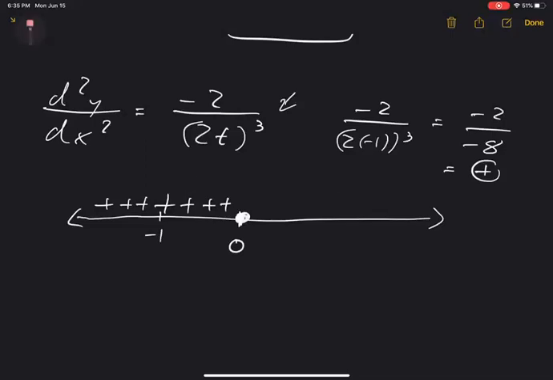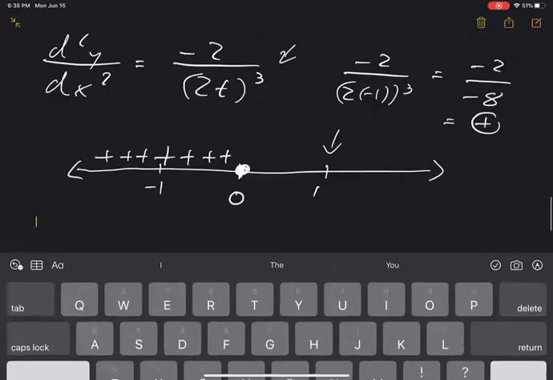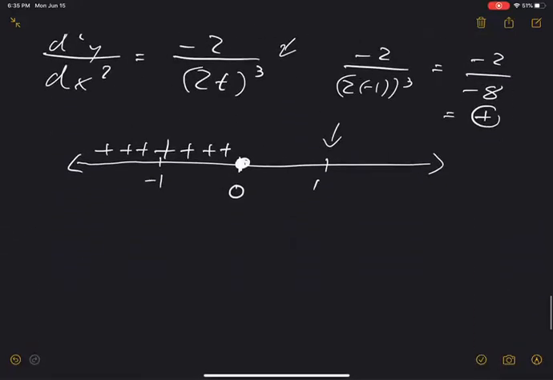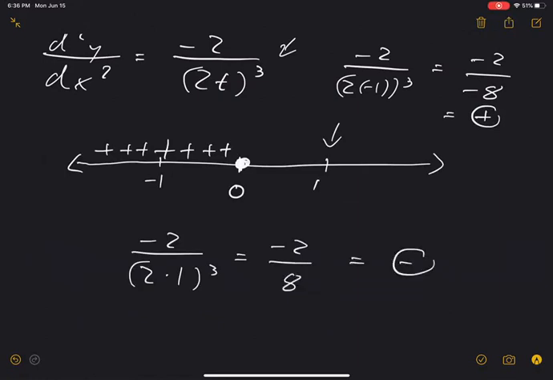So I pick some random point in this right piece. I could pick 1, and plug that into my second derivative. When I plug in +1, I get -2 over 2 times 1 cubed, which equals -2 over 2, hmm, -2 over 8. That's a negative number. All the other points in the same section have the same sign, so all these points are negative.